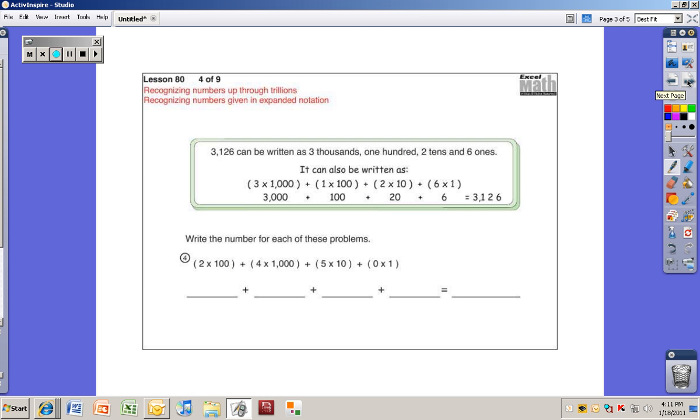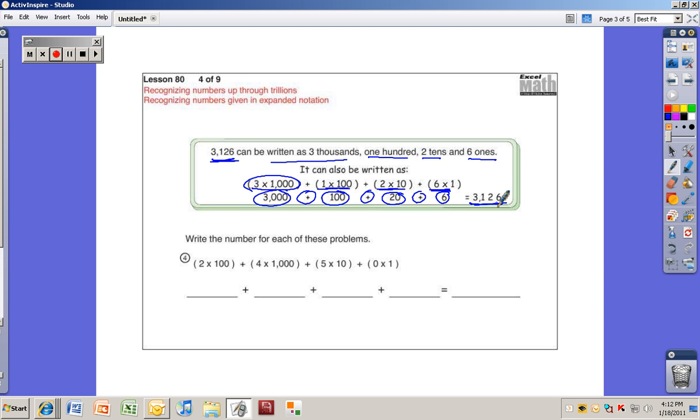And now we're going to write things in expanded notation. Here's the directions. 3,126 can be written as 3 thousands, 1 hundred, 2 tens, and 6 ones. It can also be written as 3 times 1,000, 3,000, 1 times 100, 100, 2 times 10, 20, 6 times 1, 6. Notice the plus signs in between. When you add that up, it's 3,126. Write the number for each of these problems.